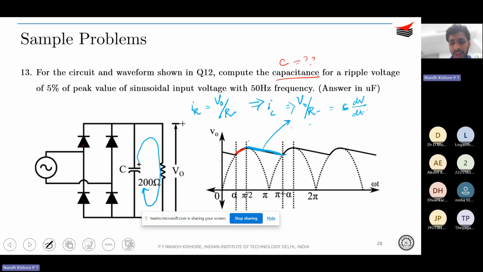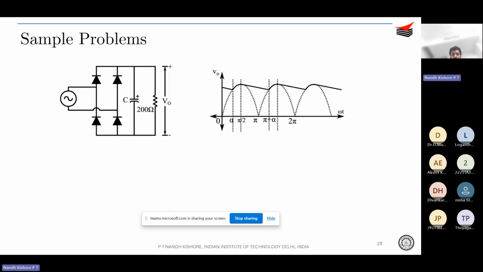Your voltage is falling from Vm to 0.95 Vm. So that is your dV. And you know the discharging period; we just found it. So you know dt, you know dV, and you need to find C, correct? And R is also given as 200 ohms. So from this, can't you find C? Did you get the approach?